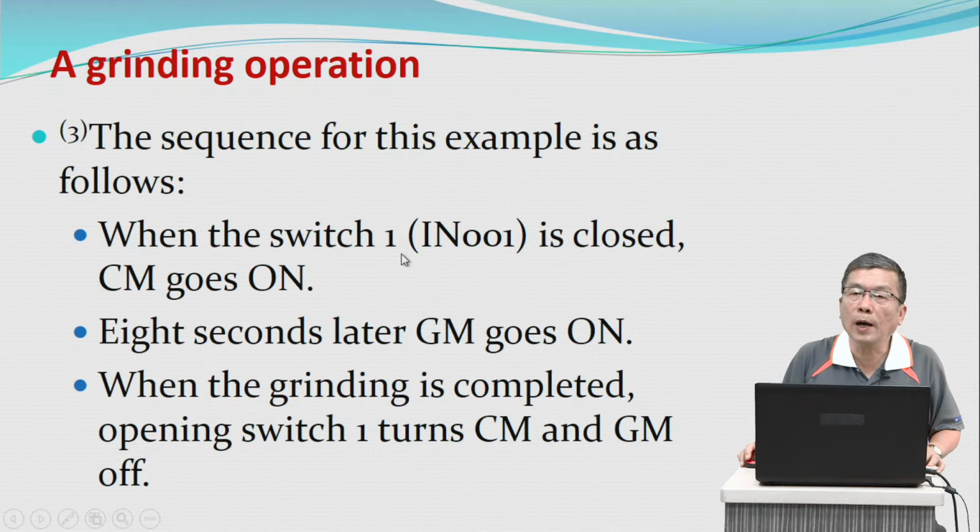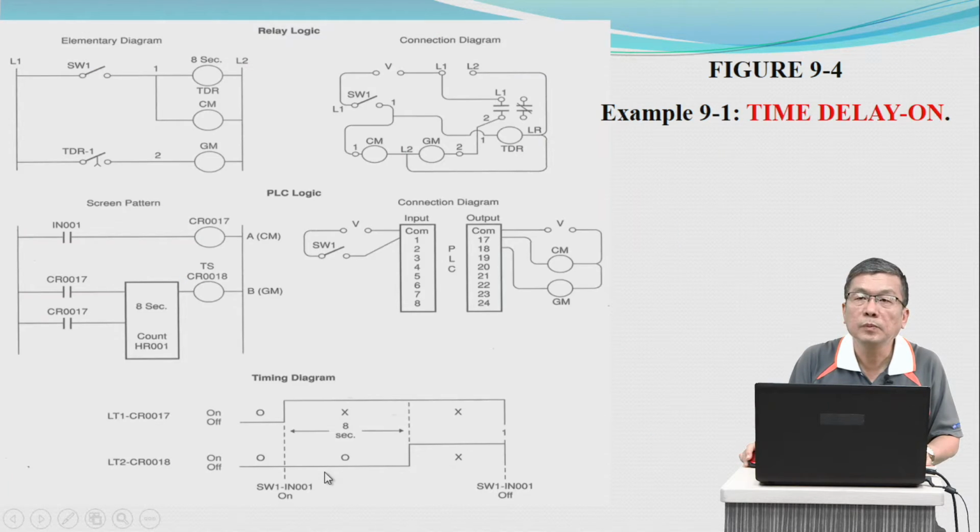When switch 1 in 001 is closed, CM goes on. A second later, GM goes on. When the grinding is completed, opening switch 1 turns CM and GM off. This picture shows the ladder for example 1, time delay on.